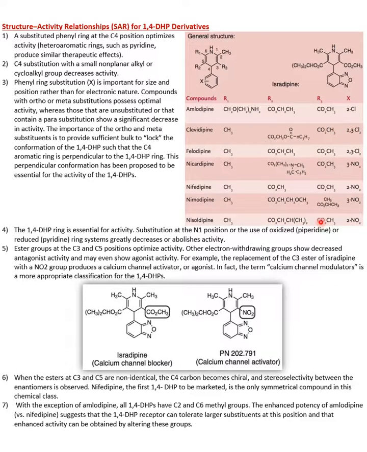Okay. If you substitute it with an NO2, for example, then the activity will be switched from a blocker to an activator. So for example, this structure here, we have isradipine as a blocker, but then if you substitute the ester with a nitro group, it becomes an activator, so it actually enhances the calcium going through the channel. Okay.